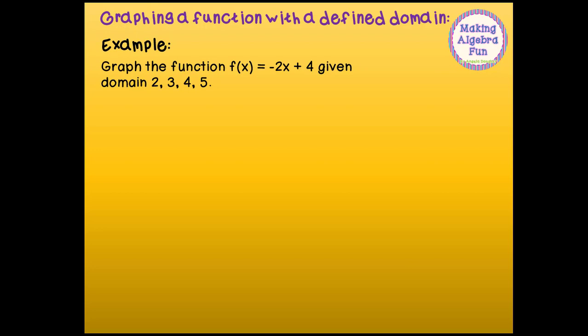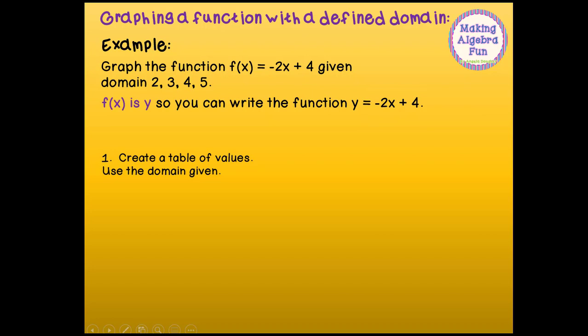Now what we'll do is start with graphing a function given a defined domain. Here's an example. So I have a function, f of x equals negative 2x plus 4, and I'm given a domain to use: 2, 3, 4, and 5. So those are the exact x values that I will use. Now, f of x is y, so you can replace it with y, and you can make it look like this: y equals negative 2x plus 4.